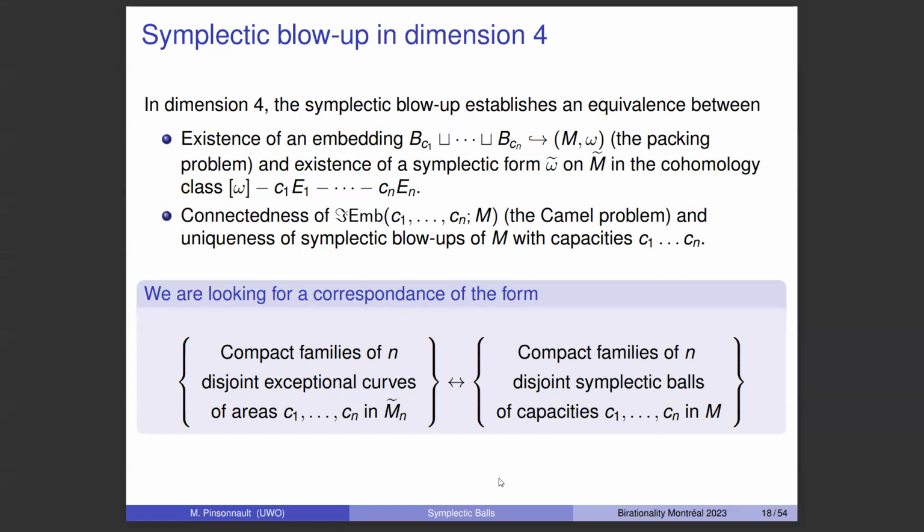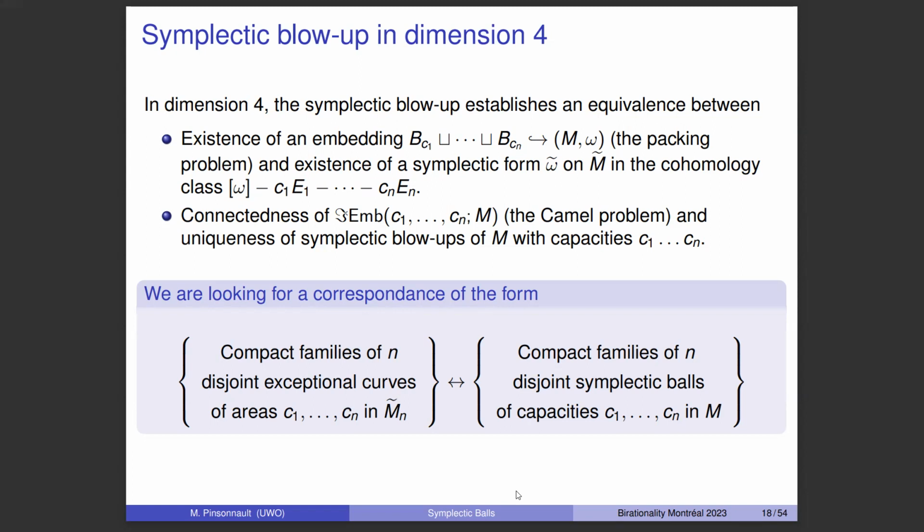And for instance, we can restate some of the previous problems. For instance, asking whether there exists an embedding of a disjoint collection of n balls of some given capacity. In dimension 4, this amounts to asking for the existence of a symplectic form on the n-fold blow-up in the cohomology class, say, of omega minus c1 e1 to cn en. So essentially, we restate the existence of embeddings in terms of a characterization of the symplectic cone of some blow-up manifold. Okay, so that's the strategy.